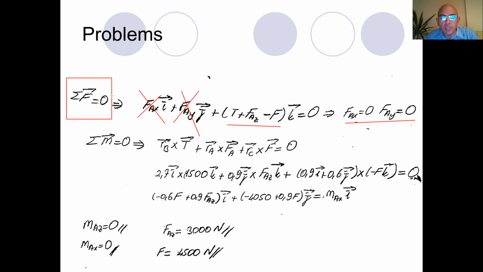Now, the next equilibrium condition is that the sum of the moments has to be equal to 0 as well. This basically means that Rb vector product T plus Ra vector product Fa, Rc vector product F has to be equal to 0. These are the moments generated by the forces. I'm sorry, that has to be MA as well.